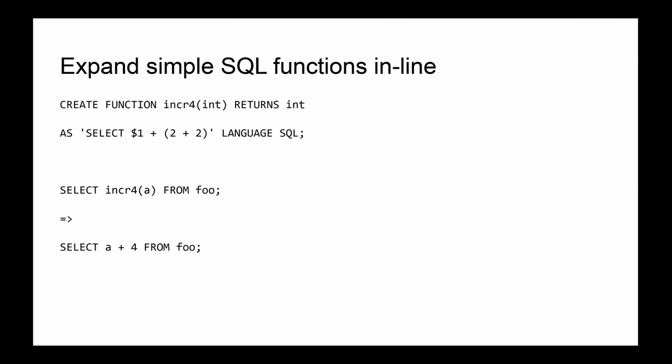Next, inline simple SQL functions. Here is an example. We have a function increase4 defined as the argument plus 2 plus 2. So for this query, select increase4(a) from foo, we inline the function and transform it to select a plus 4 from foo. So please note that we also perform the constant folding within the function, right? We reduce 2 plus 2 to 4.